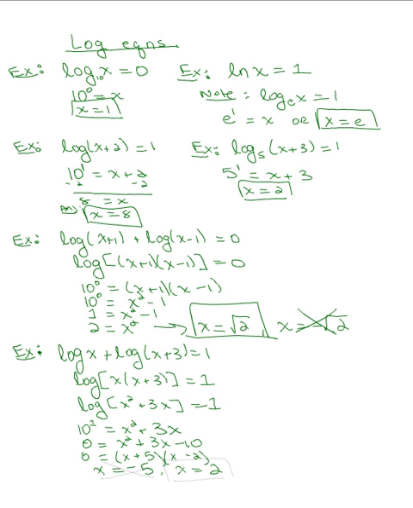But if we look at the original equation, we can't substitute a negative 5 because we'd be taking a log of a negative. So once again, we must rule out an answer, and we get x equals 2.